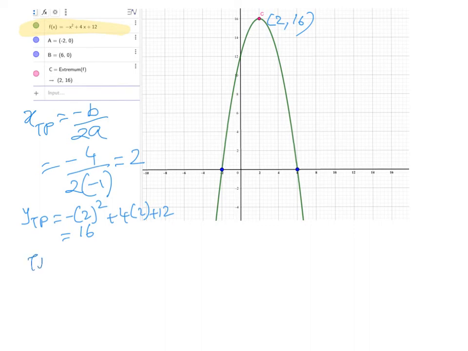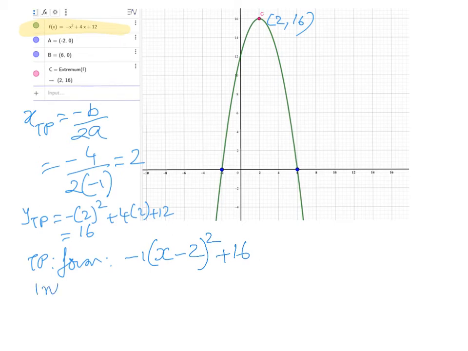How do I write the turning point form? TP form, as we discussed earlier, is a times. Here my a is negative 1, therefore I'll retain that negative 1 here. So it is negative 1 times x minus the x-coordinate of the turning point. My x-coordinate of the turning point is 2, therefore I will change the sign and write x minus 2, the whole squared, plus 16. So that's how I write the turning point form.